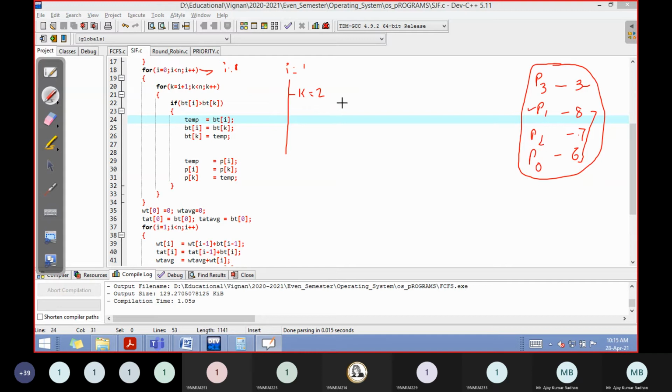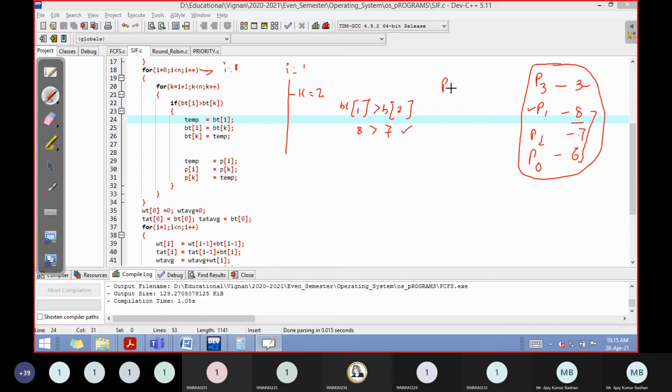So what is the value of k equal to 2? Now the burst time of process 1 is greater than the burst time of process 2. So what is the process 1 burst time? 8. 8 is greater than 7. Condition satisfied. Immediately you will enter into this and simply swap it.